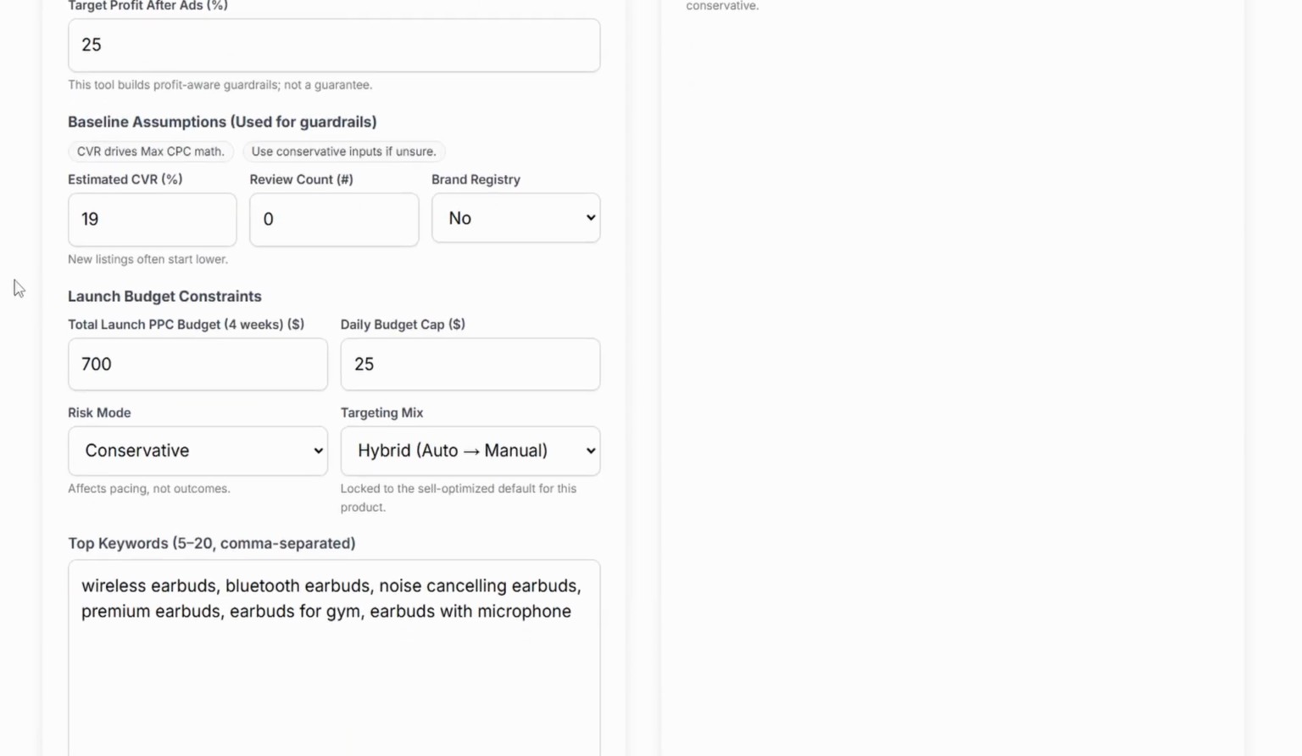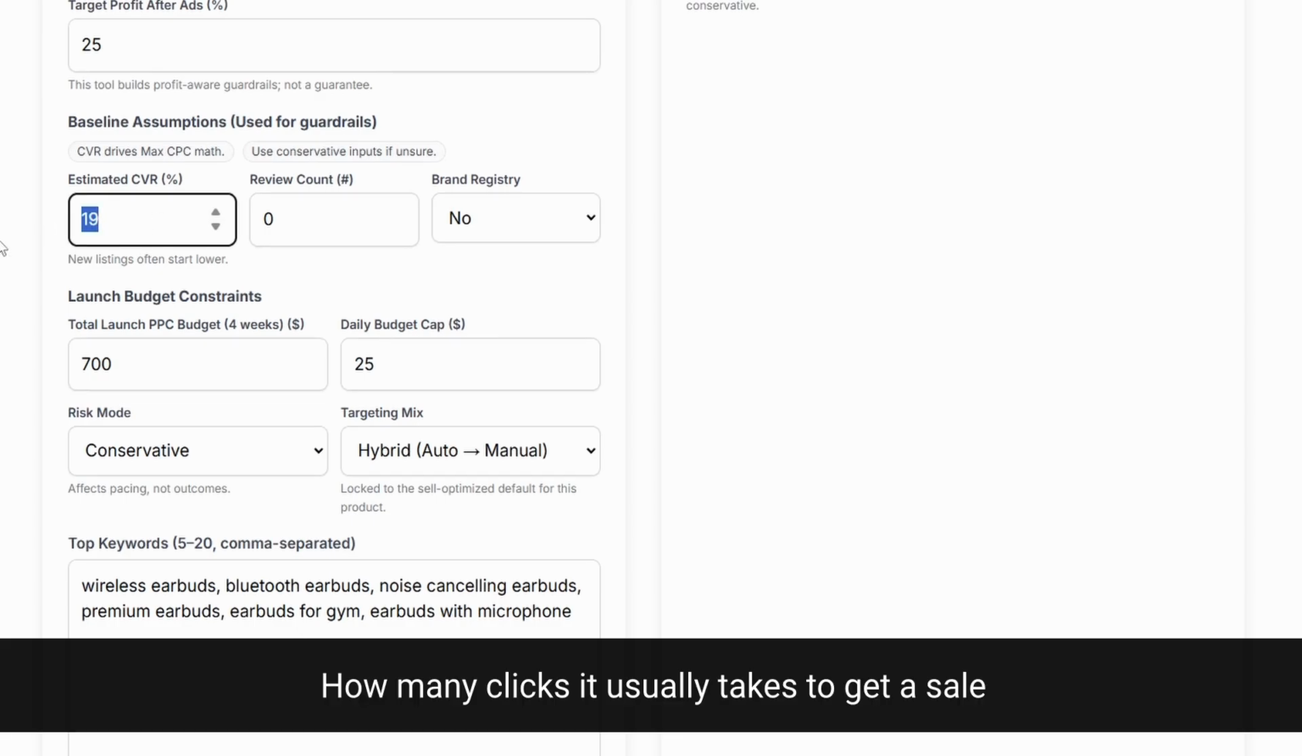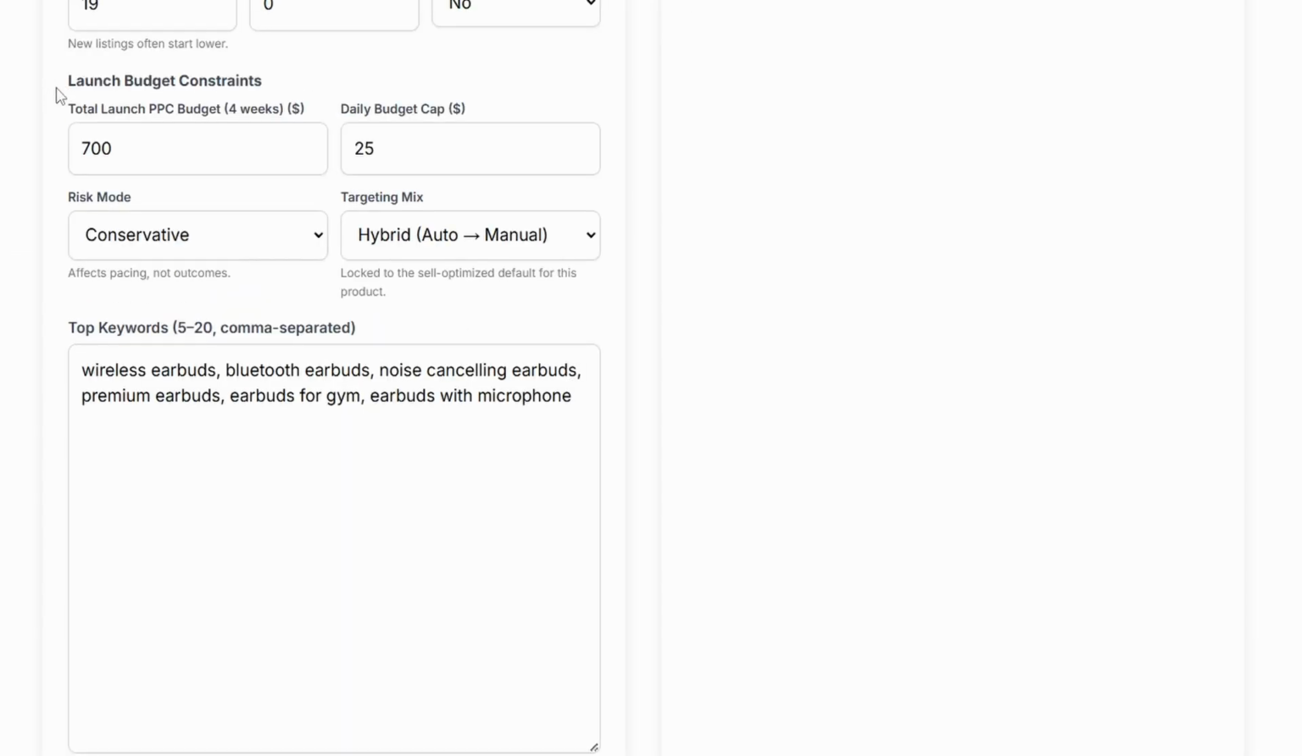And then it asks for the estimated conversion rate here. This is critical because it tells the system how many clicks it usually takes to get a sale. And finally, it asks for launch constraints here. This defines the total budget and the daily cap. And by combining the costs, the profit goal and the conversion rate, the tool reverse engineers the exact maximum bid allowed. So let me show you how it works.